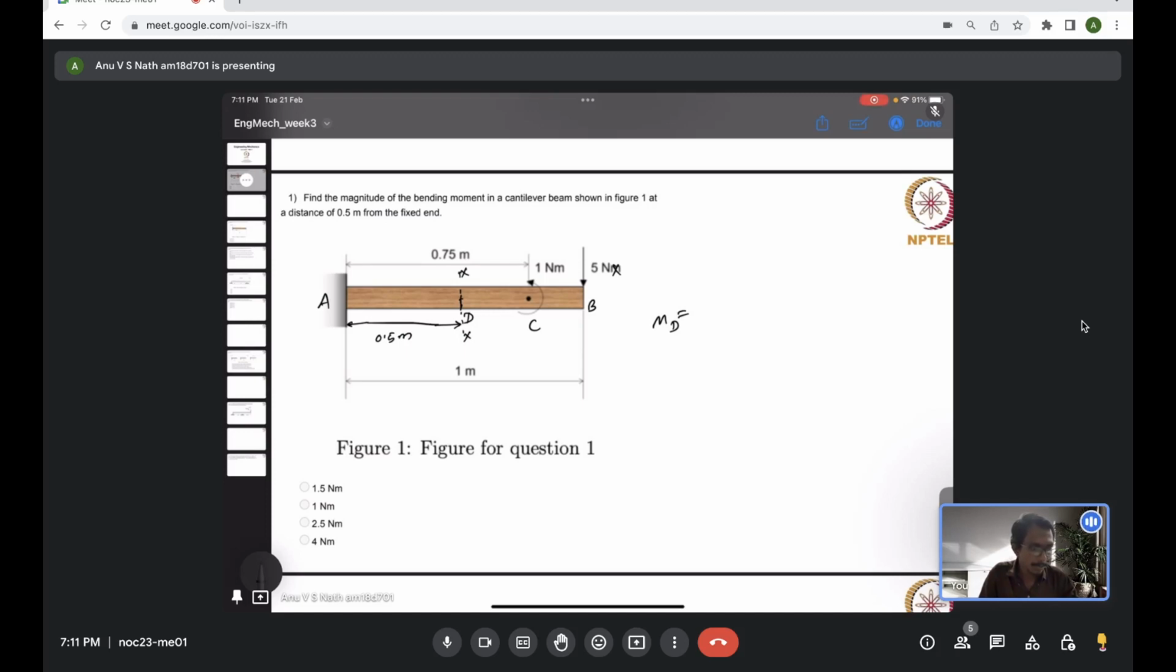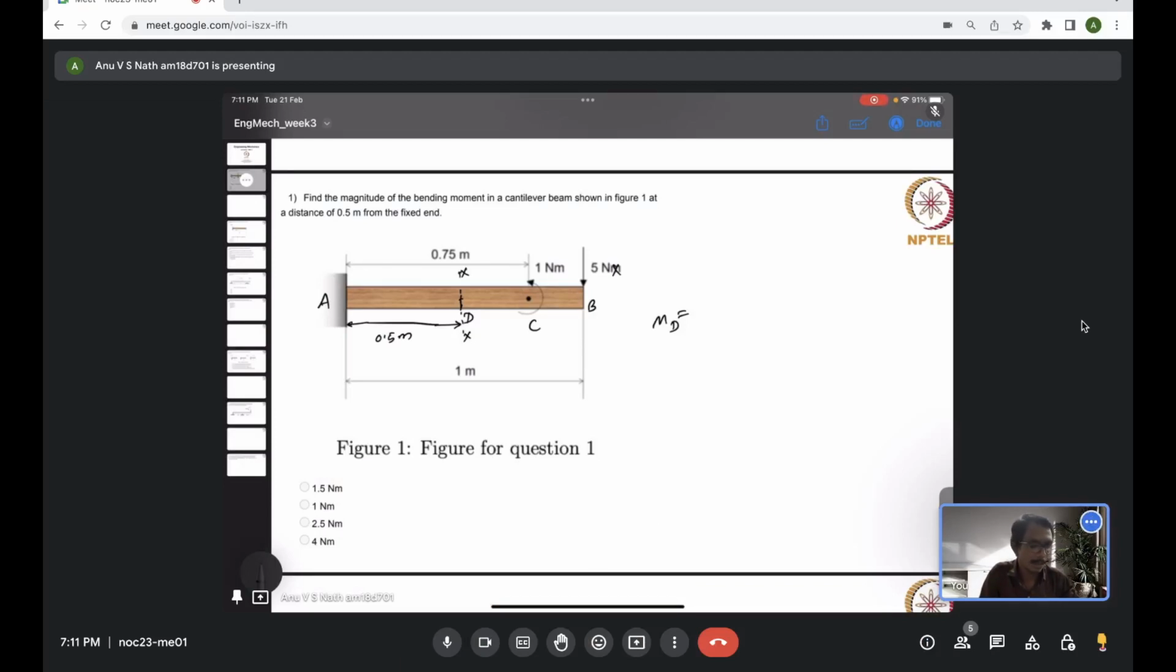As I mentioned earlier, you can either choose the left side or the right side. Here I am going to choose the right side of the section XX, all the forces and the torques on the right hand side, because all of them we know. Just the 5 Newton is acting at B, and at C there is 1 Newton meter acting. That's the only force and torque acting on the right hand side.